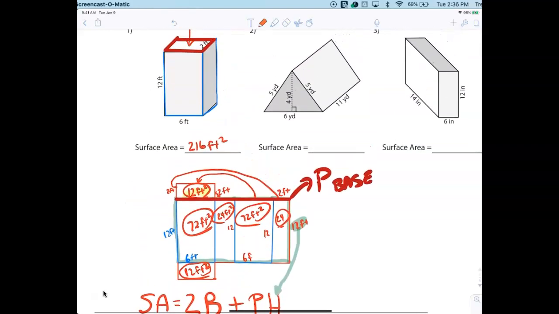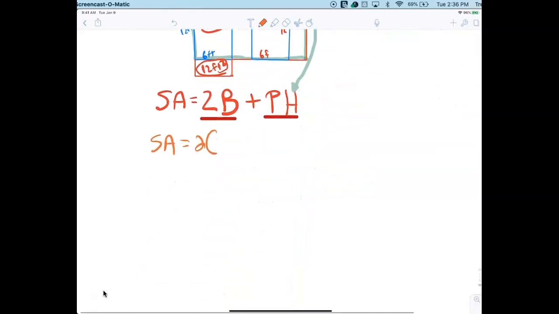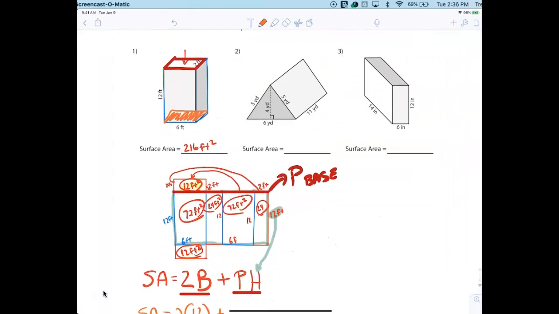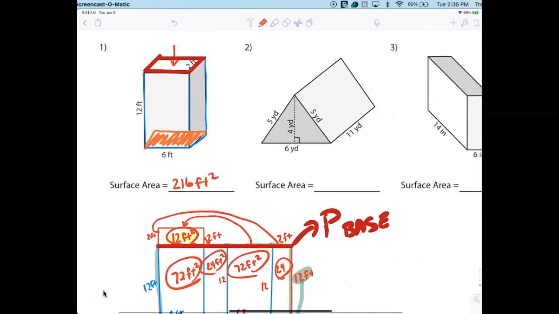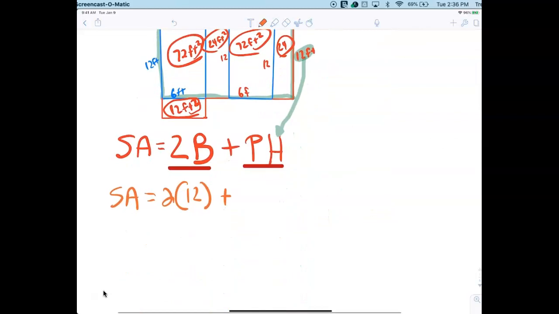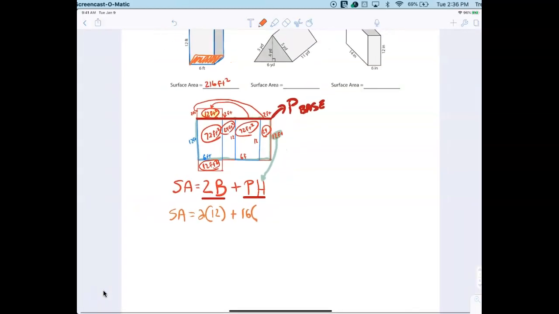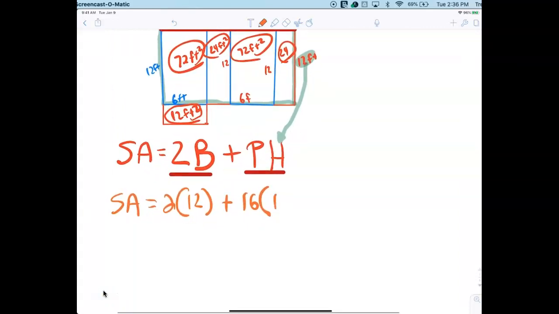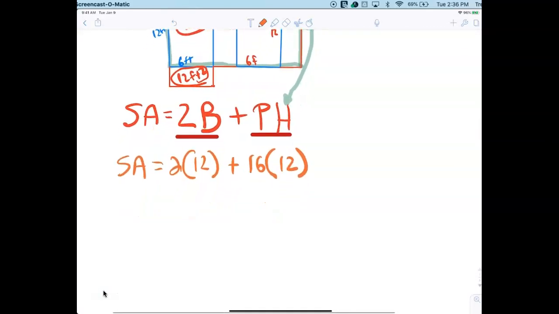Somebody tell me what the area of the base is. 72. Well, in this case right here, I want you to think of this as the base. Are you with me? So it's 12. Yes, 12. Plus, now I need the perimeter of the base. I need someone to calculate the perimeter of the base for me. What is it? 16. Is everybody okay with that being 16? The perimeter of the base is 16. Times, what's the height of the prism? 12.